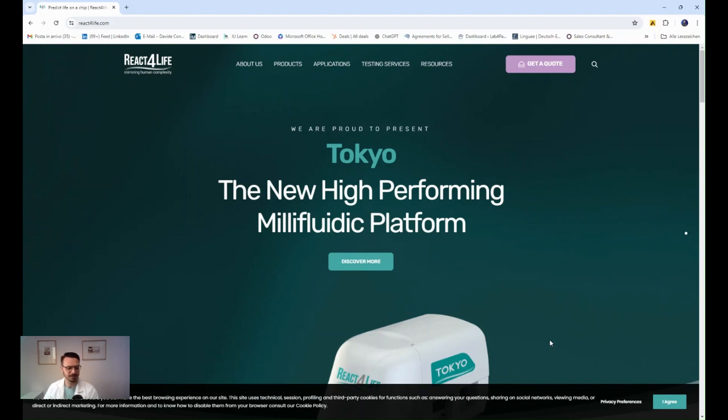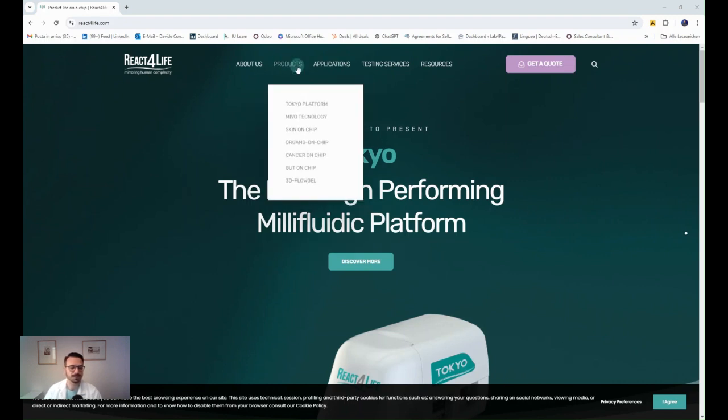Okay, the next company is React for Life, an Italian company that is also launching some interesting new products. They started with a relatively basic platform in the past years, but they made sure to really specialize in some areas that are not covered by anyone else. And so they're really differentiating themselves.